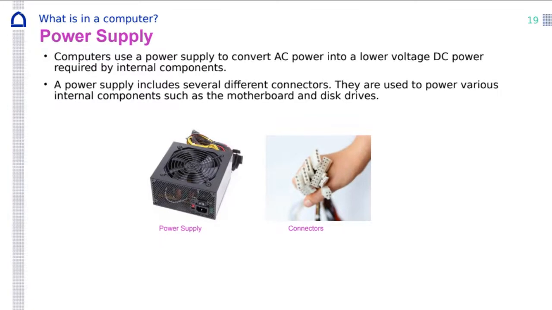Power supply. Why do we need the power supply in the computer? To convert AC power into lower voltage DC that is needed by internal components. The power supply includes several different connectors, and they are used to power various internal components such as the motherboard, disk drive, DVD-ROM. In the old computers, we used to have a DVD. There's a connector for it. Or any other devices needed to get power from your power supply.